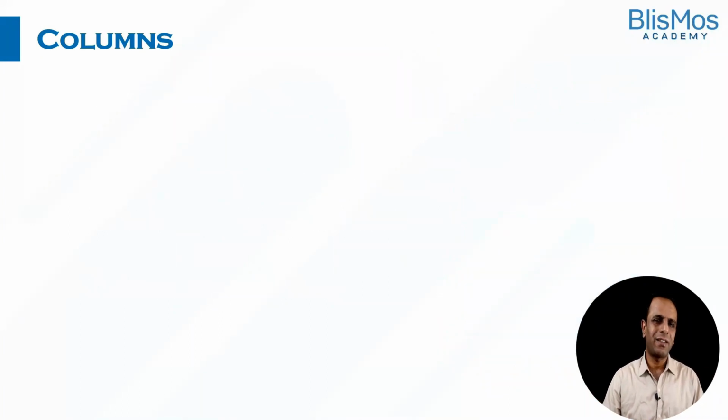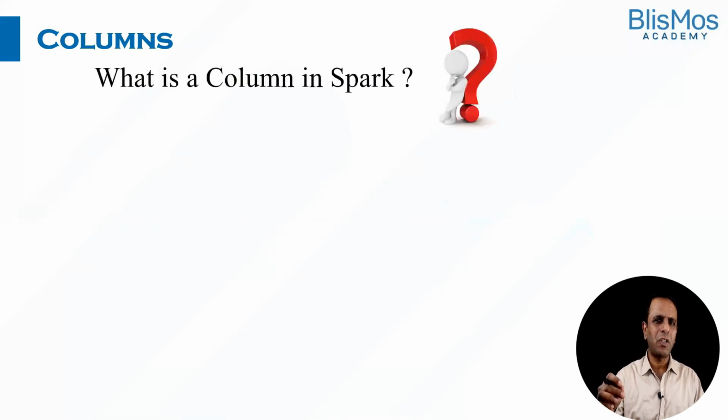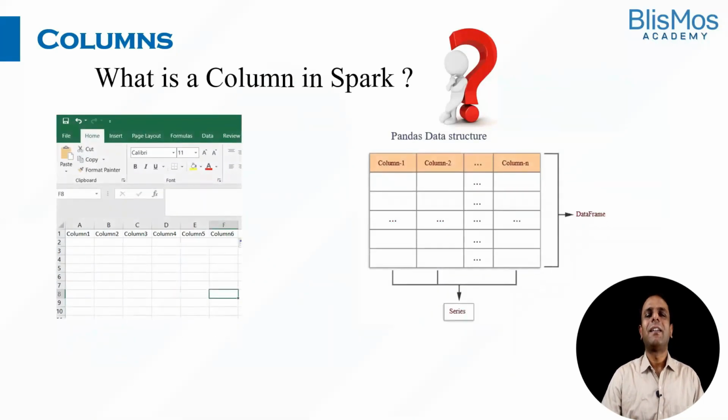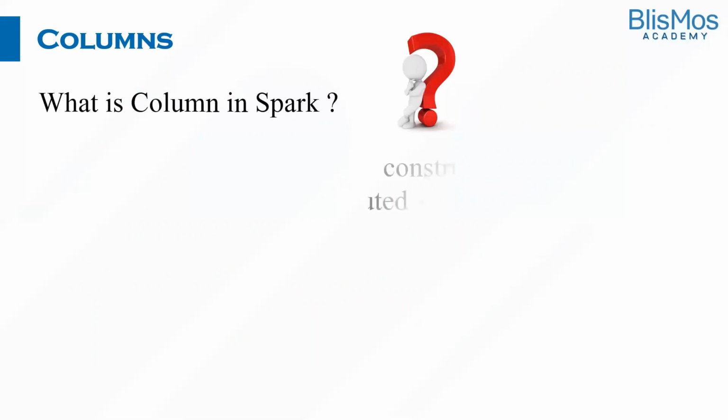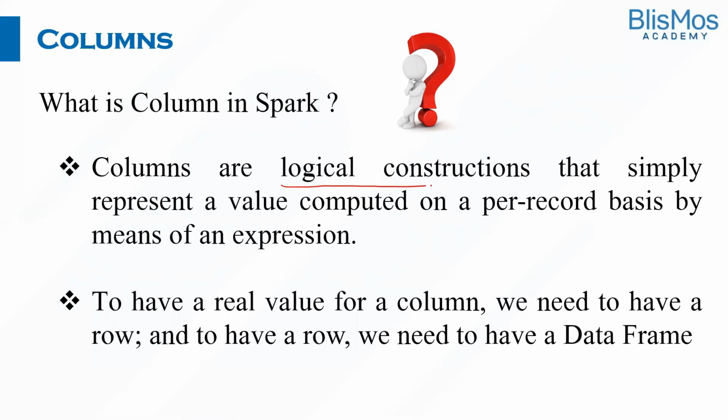Now that we understood what is column in general, is the column in Spark same or different? Can you just think of that? Incidentally, the column in Spark is more or less same as that of the spreadsheet you have seen or Pandas data frame you have seen. Column in Spark is similar to the columns in a spreadsheet. You can see these are the columns in a spreadsheet, or you have columns in Pandas data frame. It is similar. Now, if you want to drill down what is column, columns are logical constructions. Means if you have a column, the way we have seen the employee ID, they are kind of logical constructions that simply represent a value. So there is a value here. Columns are logical constructions that simply represent a value computed on a per record basis by means of an expression.